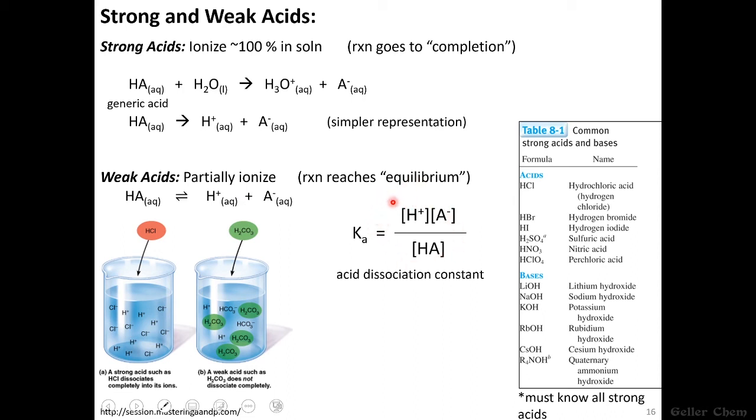For the products, we will always have protons and the leftover anion. And for the reactants, we will always just have whatever concentration of weak acid is left over after equilibrium is achieved. And we'll see this so many times that it's not worth writing this down right now. It'll just be hammered in by application. What is worth writing down is this note in the bottom right corner. Must know all strong acids. These are the 6 that you are expected to be familiar with on exams.